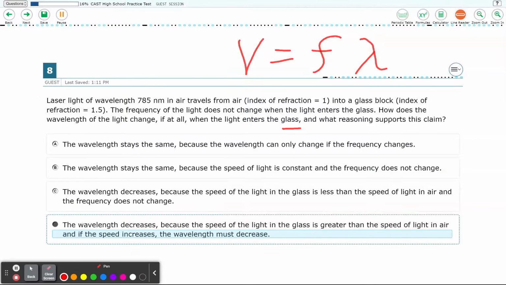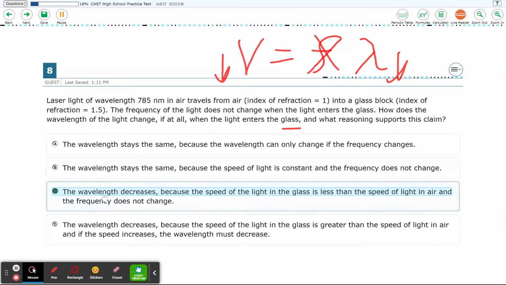we have the fact that the frequency is not changing. We could get into that in a different video, why that is, but this problem just tells you that. So that means if the velocity is getting smaller and the frequency didn't get smaller, the wavelength had to get smaller. And if we look down here, the one that says the wavelength decreases because the speed of light in the glass is less than the speed of light in the air, and the frequency does not change, would describe what we were just talking about.